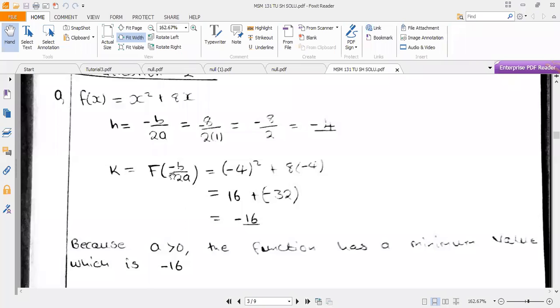Sir, on the second step here, how did you come up with negative 4? Where did the third come from? I can't get you. I'm saying there where it is written negative 4. Where is the squared? Where did you get the squared?